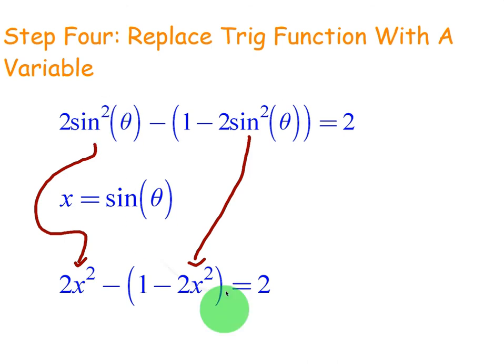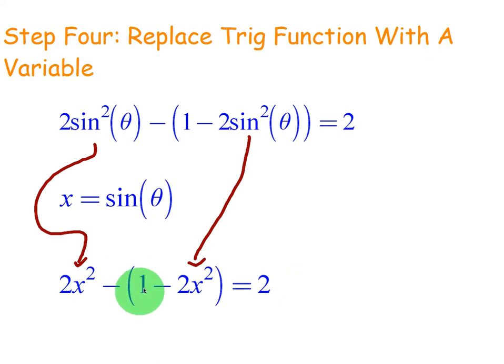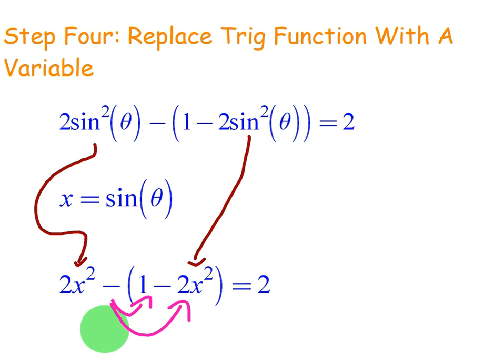So we can see when we do step 4, when we replace the trig function with a variable, it looks a lot more like an algebra problem, and it's just more manageable. So now we're going to solve for the variable using algebra. First things first, distribute the minus to both of these. In fact, let me draw an arrow there. So it's going to become minus 1 and then plus 2x squared. Okay, so 2x squared minus 1 plus 1. Let me make sure I have this right. That doesn't look right. Let me make sure I did my math right.